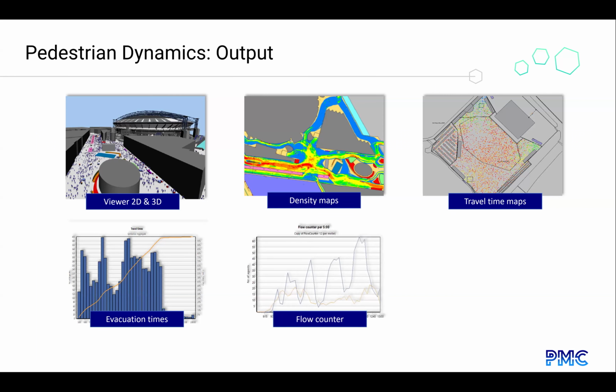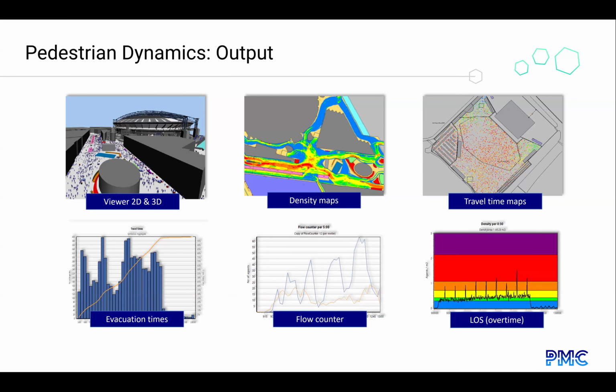We're able to place flow counters at key areas. And so that'll just show us the foot traffic through a corridor, for example. And so shown here is a sample output of that. And we can also see the level of service at specific areas where the duration of high densities can be observed. So this is kind of a density map, but over time.